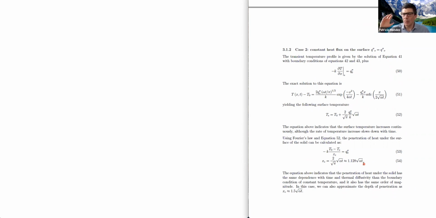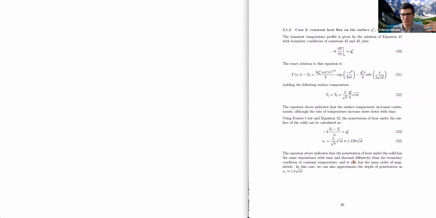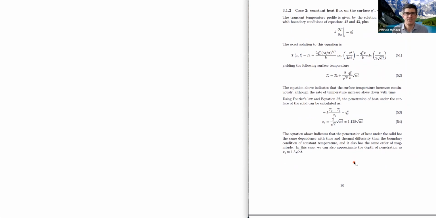But if we know what it is, it's going to be awesome. So here we have the square root of alpha T, and the factor now is this 2 over square root of pi, that is 1.128. It used to be 1.77 for the case of constant surface temperature, and this is 1.128. You know what? I'm going to call both 1.5. If I tell you to get the exact number, you use the proper exact number.